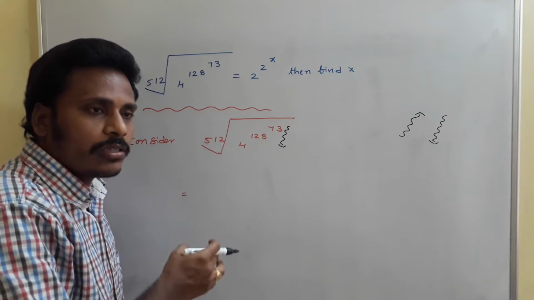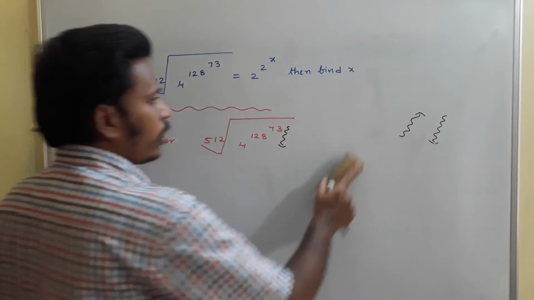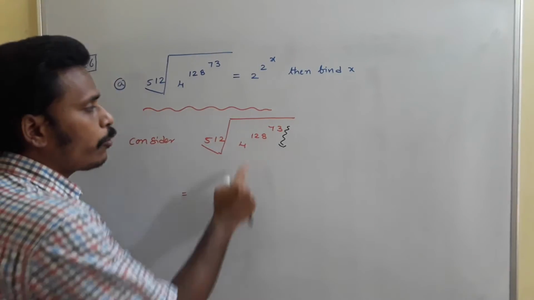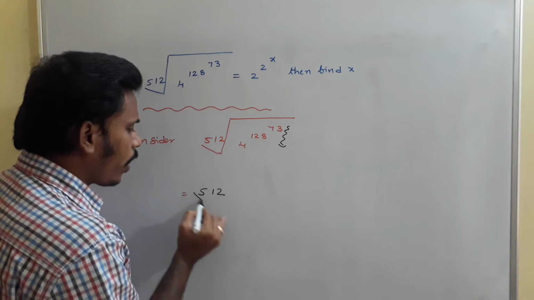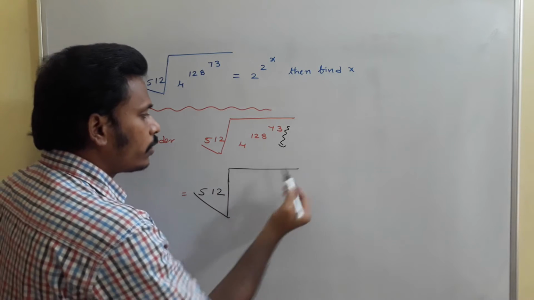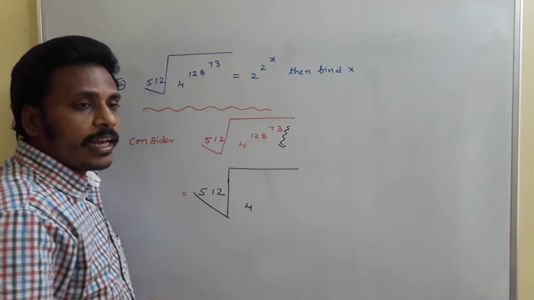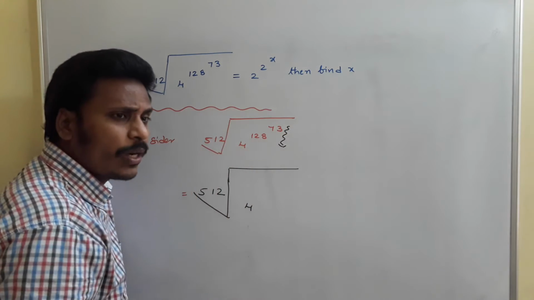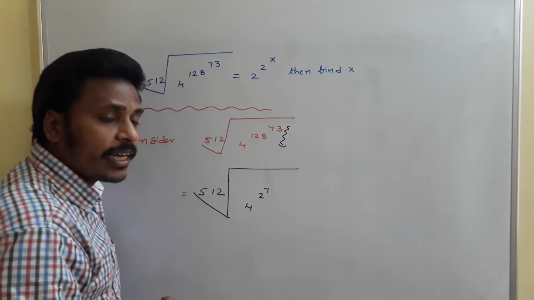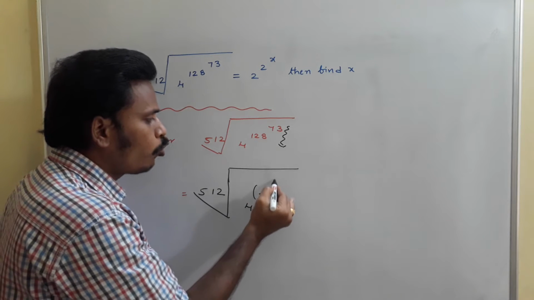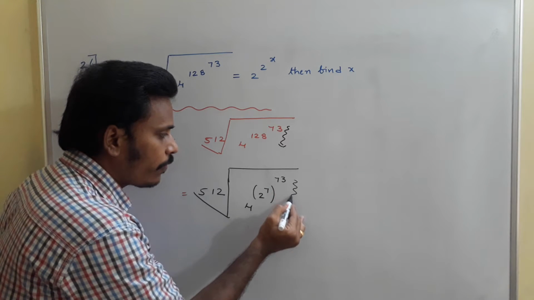Already I mentioned this logic and some problems related to it in our previous class. Based on that, first of all, think about this 128 to the power 73. I am rewriting it like this: the 512th root of 4 power. I am just concentrating on 128 power 73 first. As I know, 128 is 2 power 7. I think you all know it. So 128 power 73 is 2 power 7 to the power 73. Now concentrate on this 2 power 7 into 73.